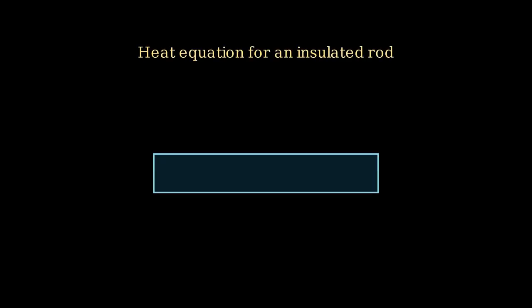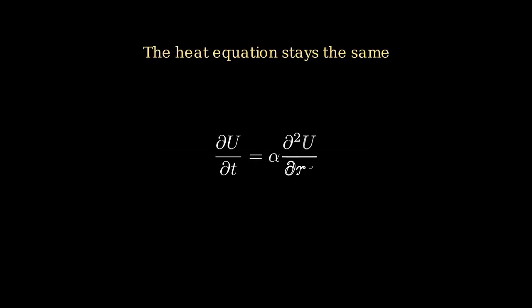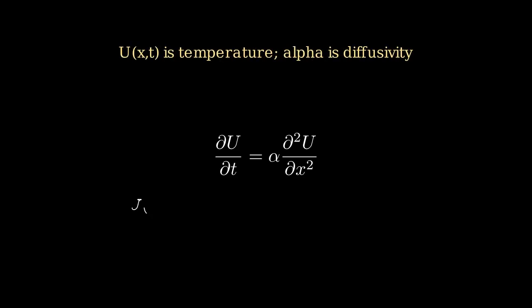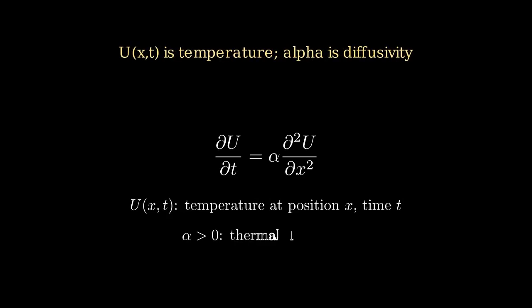Today we are looking at the heat equation for a rod when both ends of the rod are perfectly insulated. The heat equation itself stays the same as before. It says ∂u/∂t equals alpha times ∂²u/∂x². Here, u(x,t) is the temperature at position x along the rod at time t, and alpha is a positive constant called the thermal diffusivity.